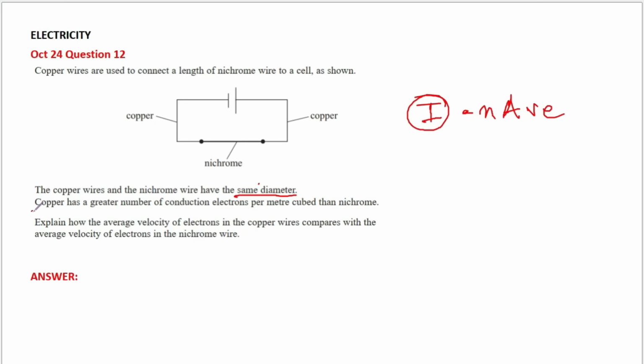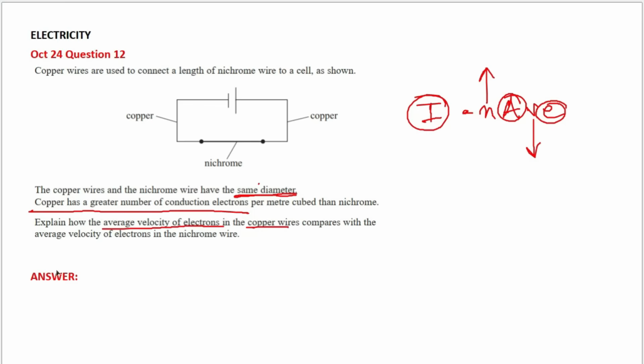But copper has a greater number of conduction electrons. N is greater for copper. So the question says, how does the average velocity of the electrons in the copper wire change? If N is greater, if they have the same diameter, area is the same, and e is the charge of an electron, this also remains the same. So if N is greater, v, the drift velocity, or in other words, the average velocity of the electrons in the copper, would be smaller.